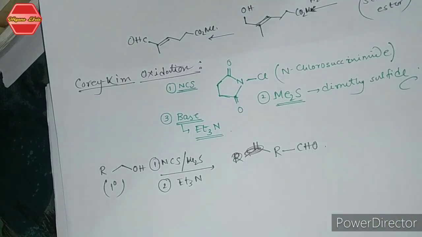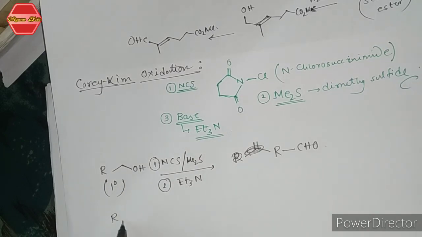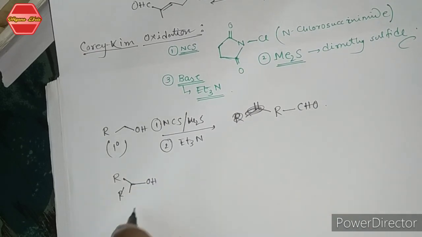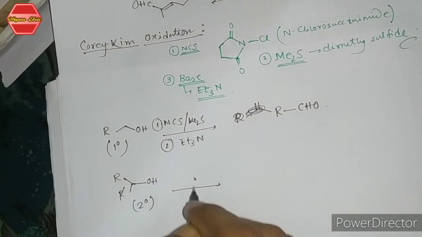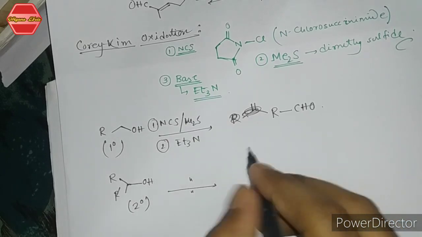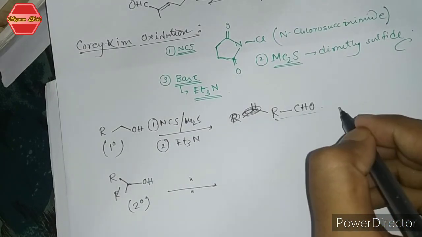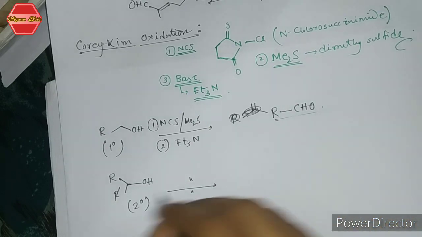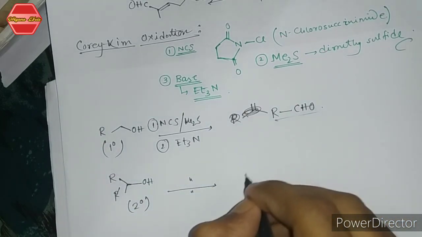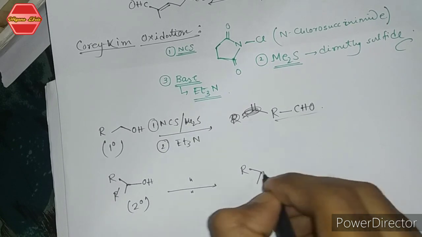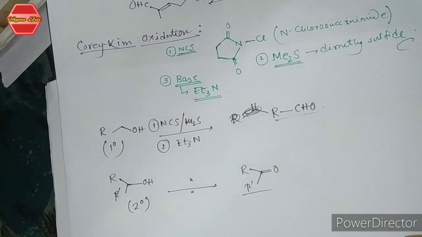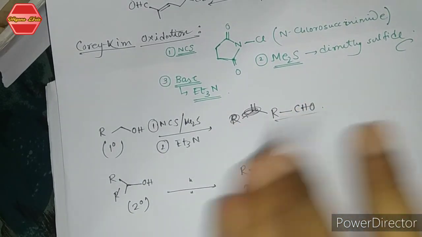Okay. Now see, if instead of this primary alcohol a secondary alcohol is used, this is called a secondary alcohol, with the same reagent conditions, then there is a different product. If this 2 degree alcohol is used, then your product should be a ketone. Okay, now see how the overall mechanism of this reaction proceeds. Now see, what is the mechanism?